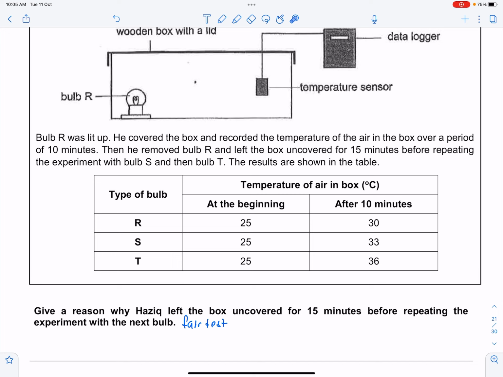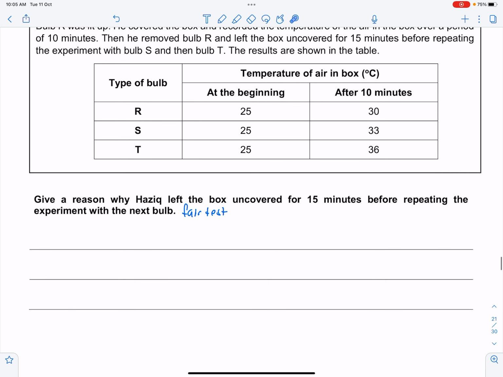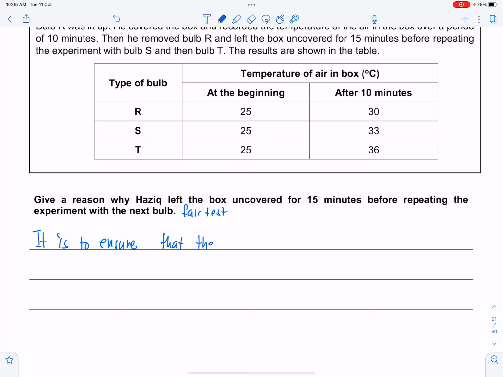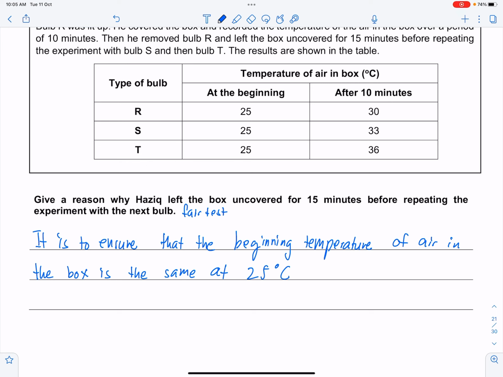So remember this. For fair test, all variables must be the same. Okay? So by flipping that, you realize that your answer becomes very easy. So it is to ensure that the beginning or the starting temperature of air in the box is the same at 25 degrees Celsius when the experiment is repeated for the next bulb.